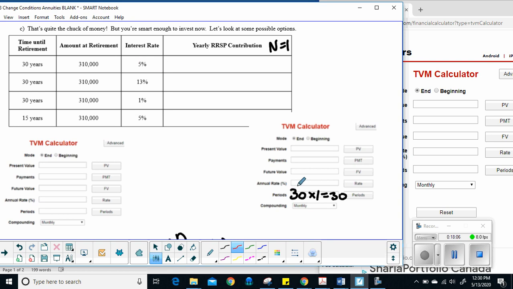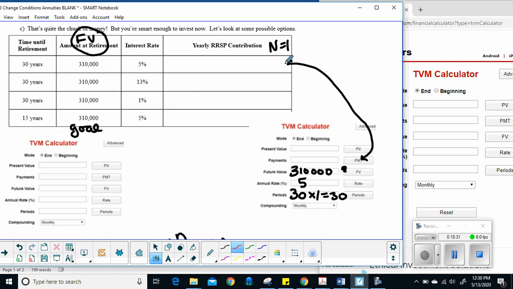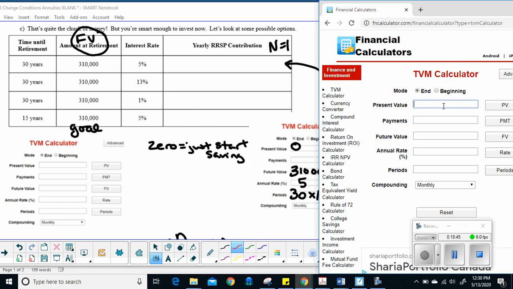We're going to do an interest rate of 5% to start with. Future value now is the 310,000 that we need. So the amount at retirement, that's our future value because that's what we need to get to. This is our goal, right? Payments is what we're trying to figure out. And present value, well, we're only just starting, so it's 0. Okay, so that's how we have to think it through.